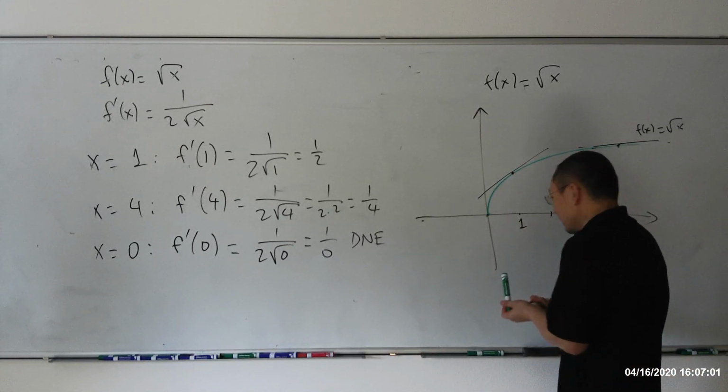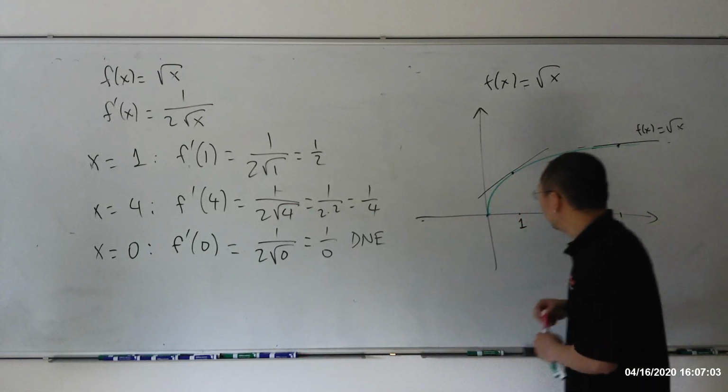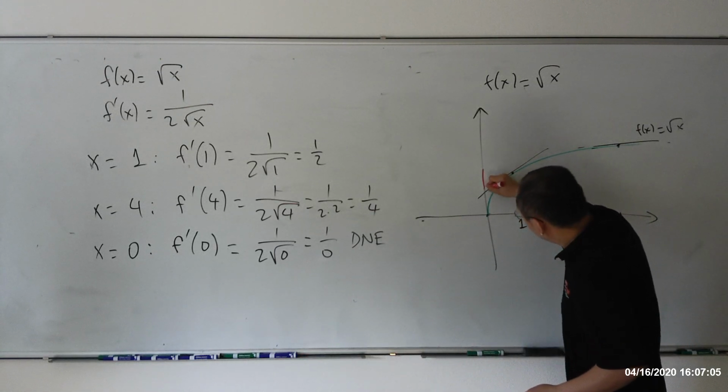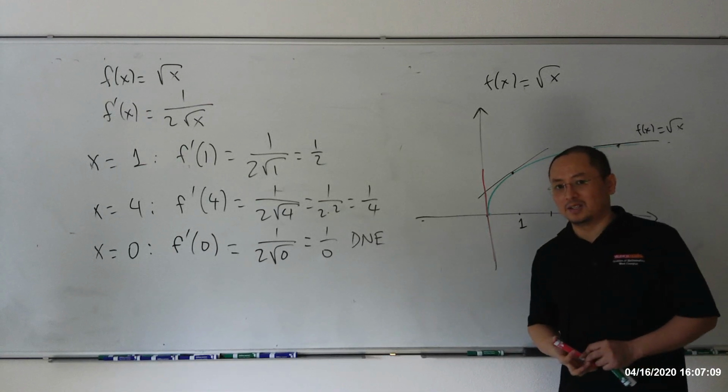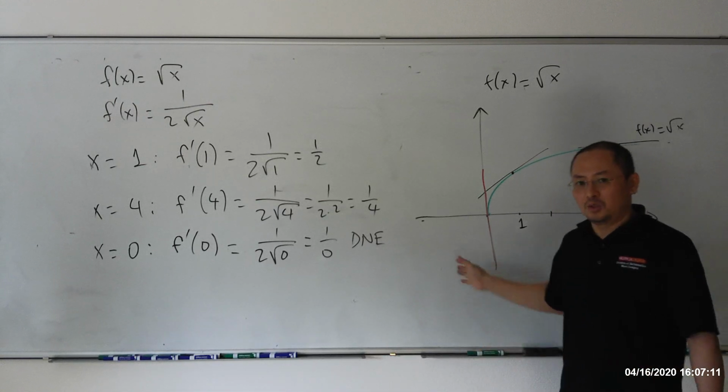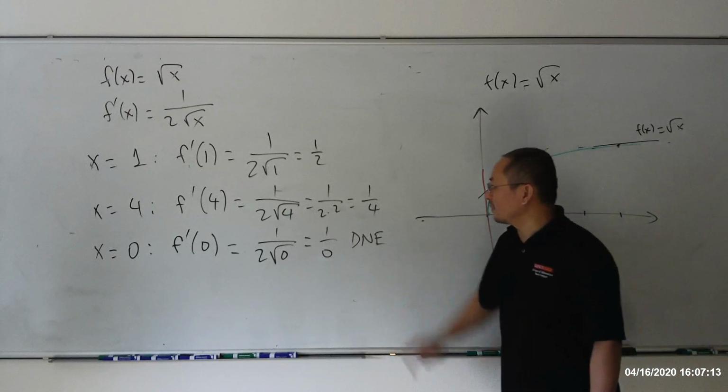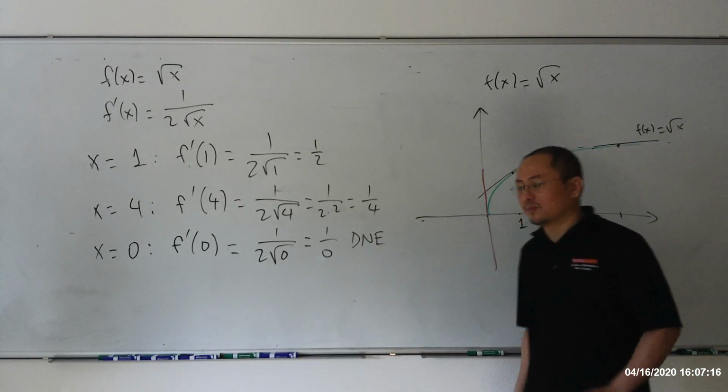So this is the tangent line. What kind of line is that? This is the vertical line, you see? What we learned before about a vertical line, slope is infinity, or slope is undefined. And that matches the case right here.